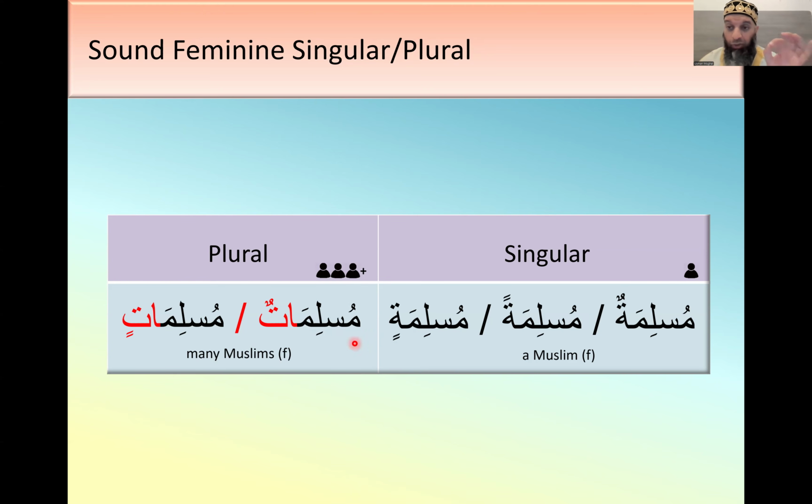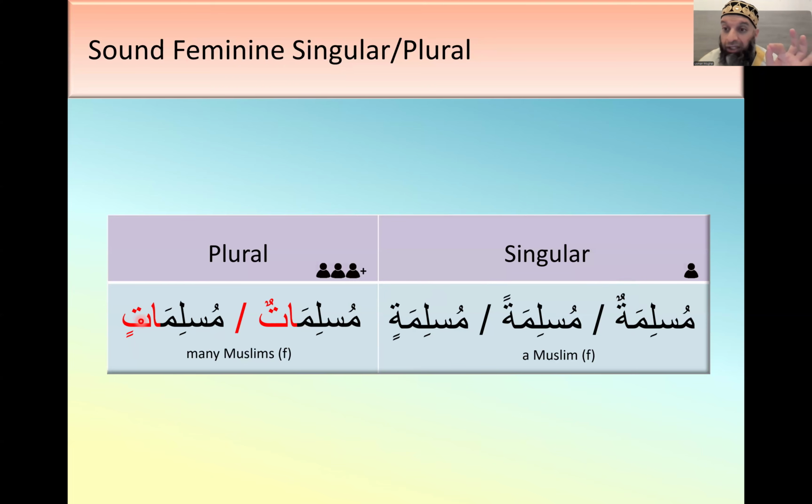A feminine sound plural. So for example here, muslimatun is the same as muslimatan, which is the same as muslimatin. A Muslim, but female. So the ta marbuta at the end now. So when there's a ta marbuta at the end, it's feminine. You don't become muslimatuna or muslimatina. It's different. It's muslimatun and muslimatin. That's it.